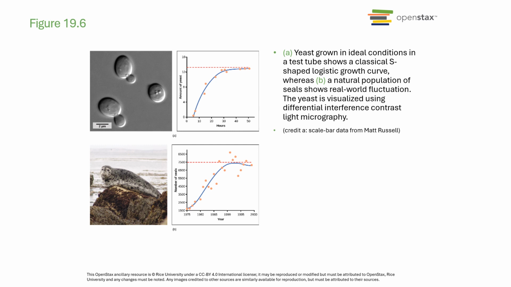In B, we have a more realistic scenario where there is a natural population of seals, and their population is actually fluctuating with real-world conditions. It's not so much that they're being limited by their resources, but perhaps other things are coming into play: predation, weather events, etc.